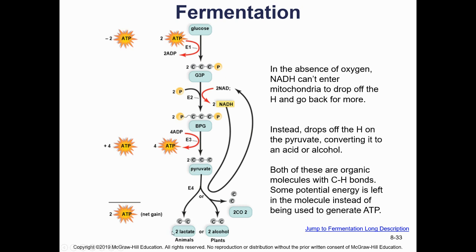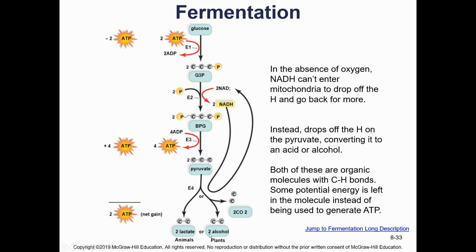In some processes, they put it on a different place that makes lactate. In some, they put it into a different place that makes alcohol. And then carbon dioxide is released. And we still get that same 2 ATP net gain, just like we do with glycolysis. So instead of dropping off the hydrogen at the electron transport chain, they're going to put it back onto the pyruvate. They're going to convert it to acid or alcohol.